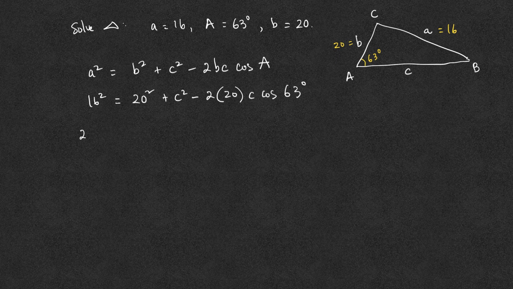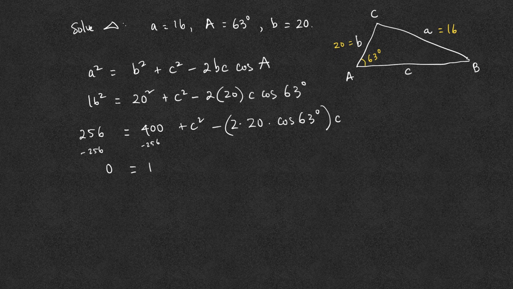16 squared is 256, equals 20 squared, which is 400, plus c squared minus 2 times 20 times cosine of 63 degrees, times c. This is the coefficient in front of c. To simplify, we subtract 256 from both sides of the equation to get 0 equals 144 plus c squared minus 18.1596c. We bring down the variable c.